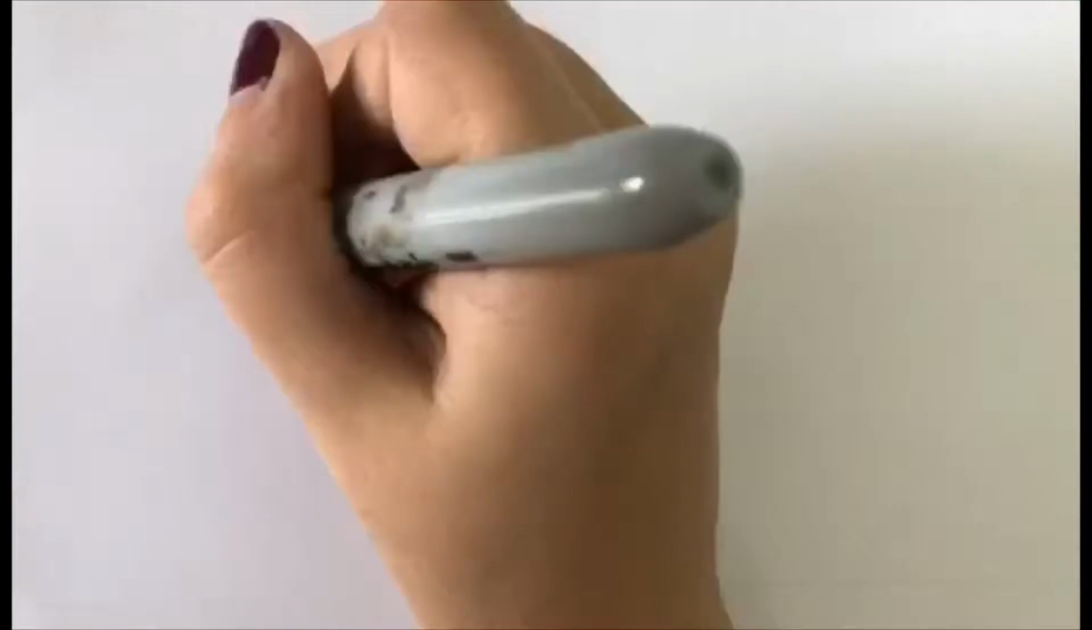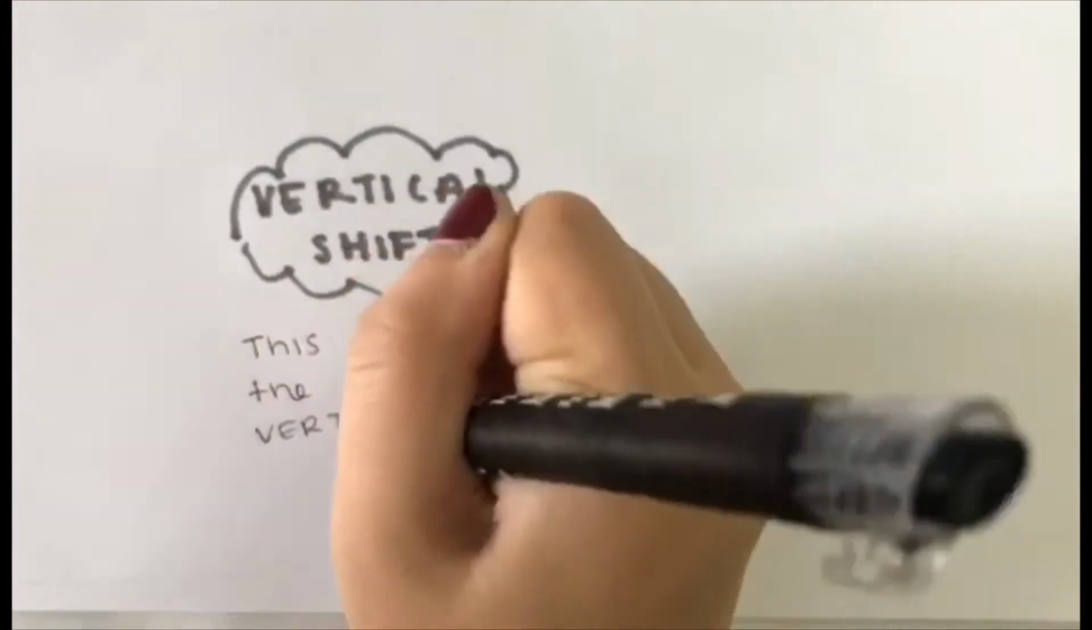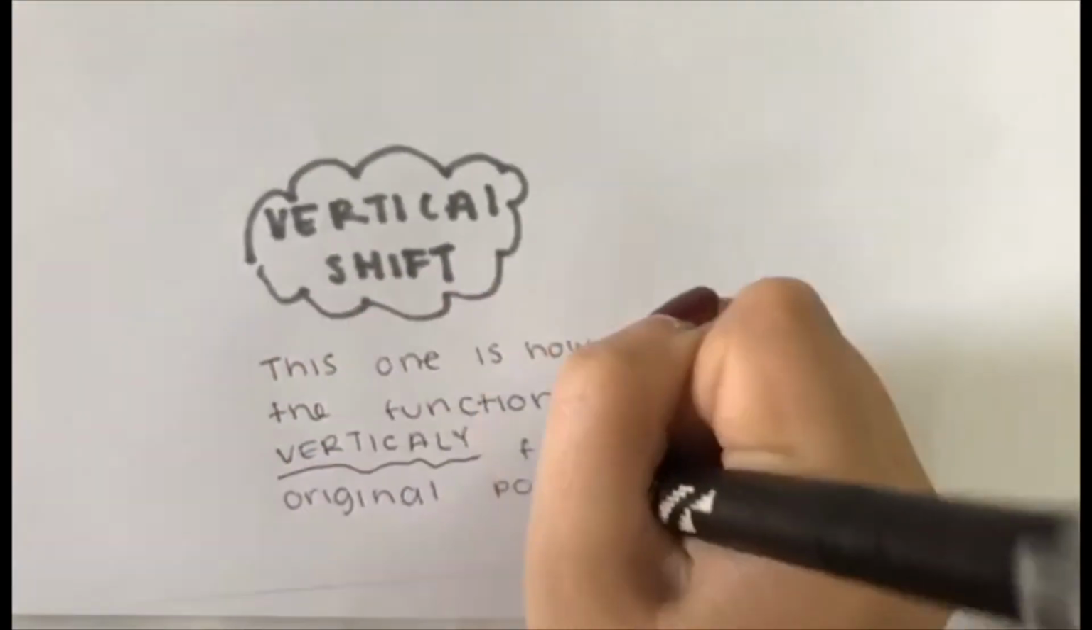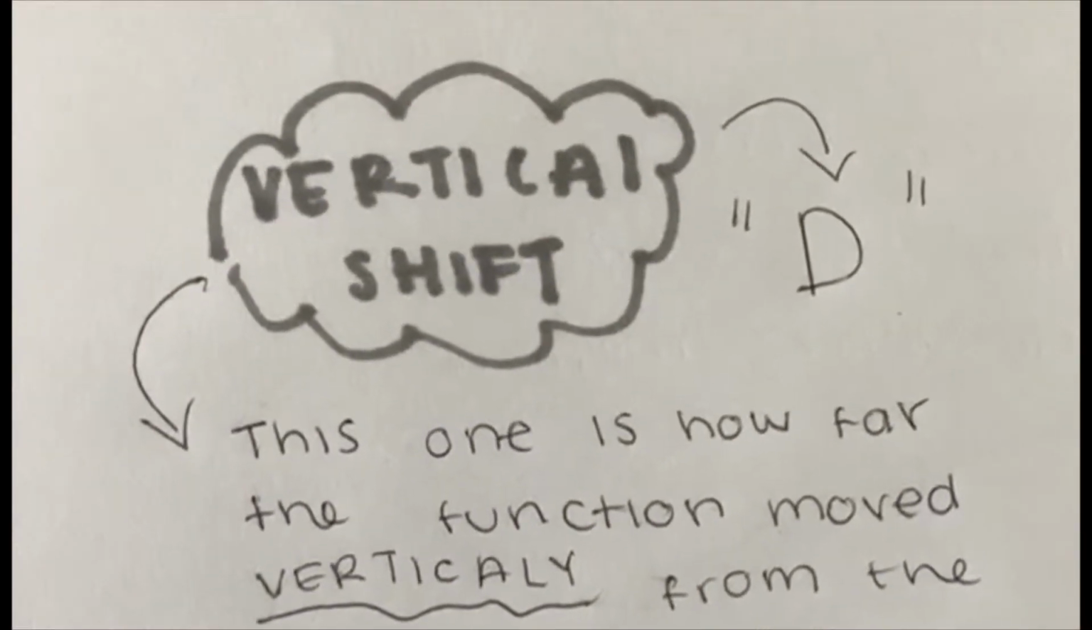On the other hand, what is the vertical shift? Finally, we have the vertical shift. This is how far the function has moved vertically from its original position. In the formula, this is known as d.